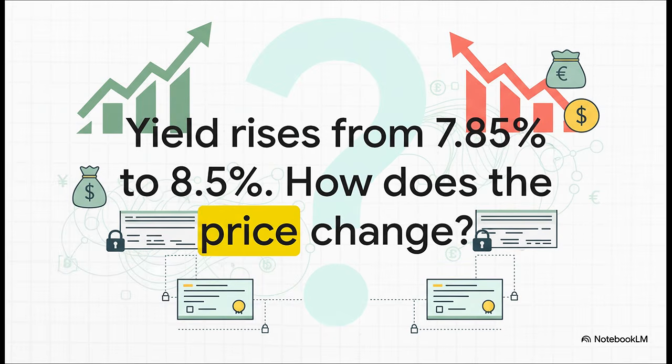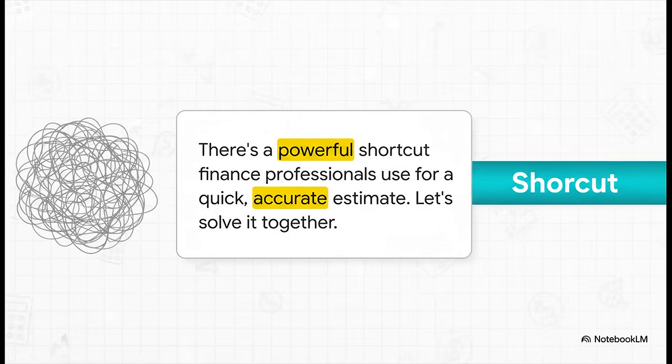Okay, so let's just dive right in with a classic question. This is the kind of thing you'd see on a finance exam, or maybe you're just trying to figure out your own investments. Imagine a bond's yield goes up from 7.85% to 8.5%. The big question is, by how much is its price going to change? Now, at first glance, this seems like you'd need a super complicated spreadsheet to figure it out. But here's the cool part. You don't. There's a much faster way to do this. It's a shortcut that professionals use to get a quick and, honestly, a surprisingly accurate estimate. So let's walk through exactly how to do it together.